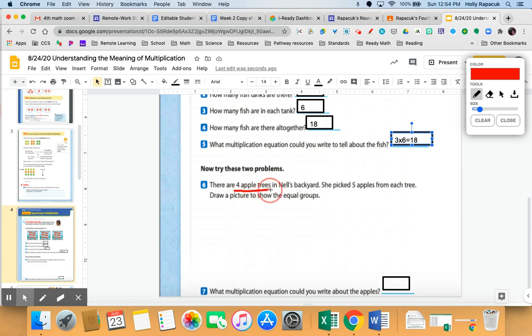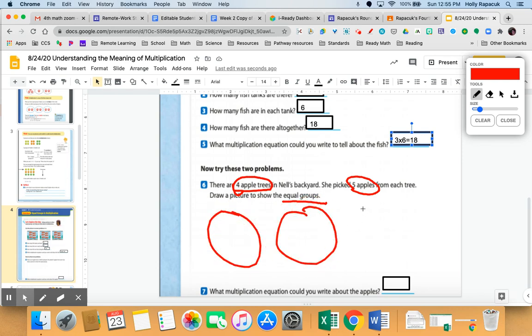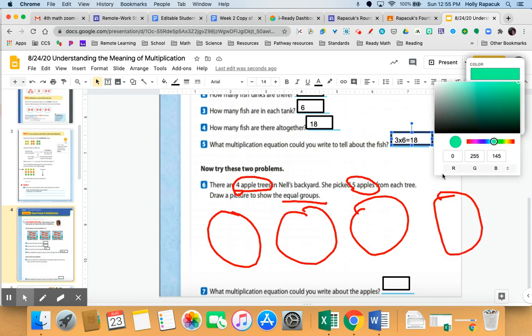There are 4 apple trees in Nell's backyard. So I know there's 4 trees. She picked 5 apples from each tree. Draw a picture to show the equal groups. Well, the first thing I'm going to do is say there are 4 trees in Nell's backyard. So this first number is going to tell me how many trees. So I could draw 4 circles: 1, 2, 3, 4. Now, I want to see how many. She picks 5 apples from each tree.